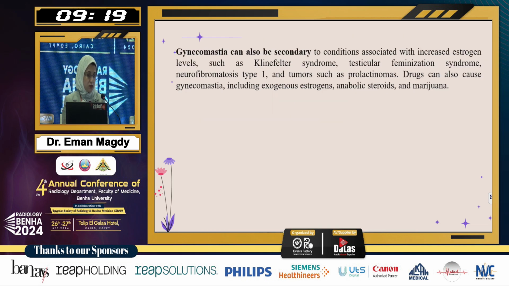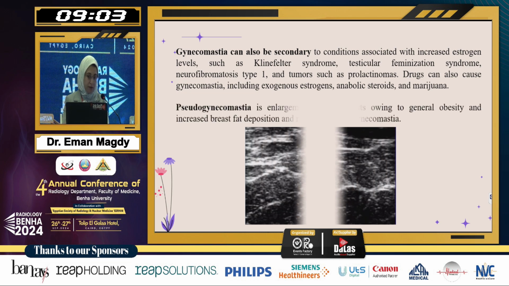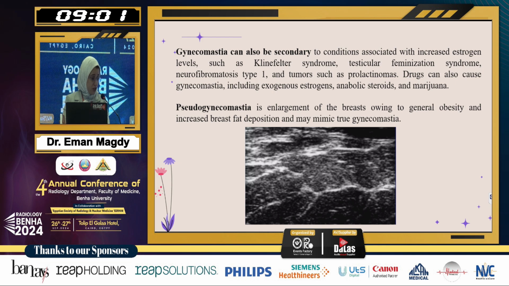Gynecomastia can also be secondary to conditions associated with increased estrogen level, such as Klinefelter syndrome, testicular feminization, neurofibromatosis type 1, and tumors such as prolactinoma. Drugs can also cause gynecomastia, including exogenous estrogen, anabolic steroids, and marijuana. We should differentiate it from pseudogynecomastia, which is enlargement of the breast owing to general obesity and increased fat deposition, and that may mimic true gynecomastia.